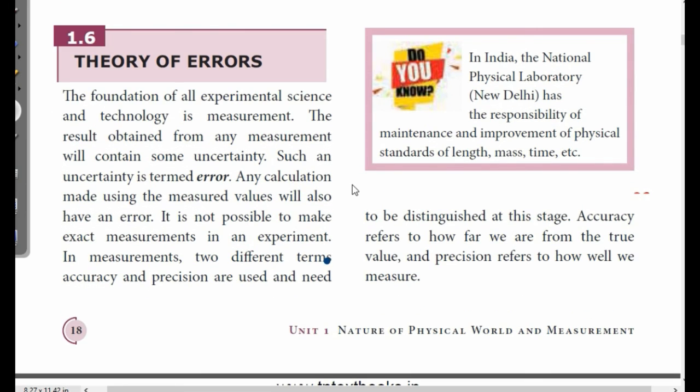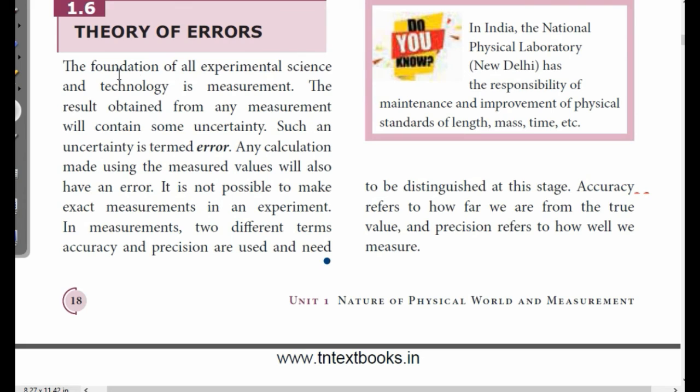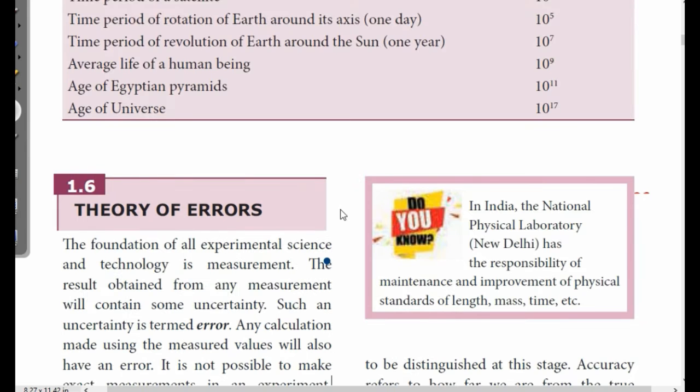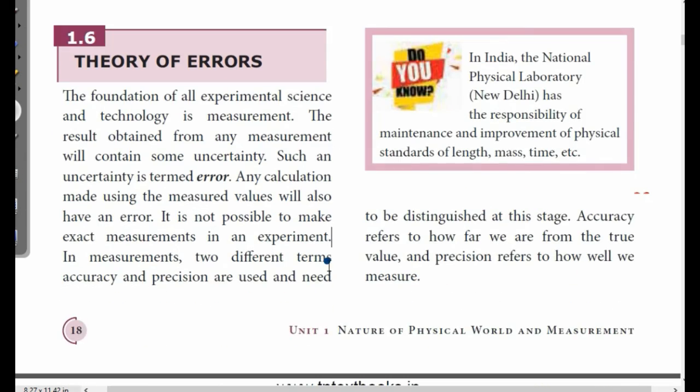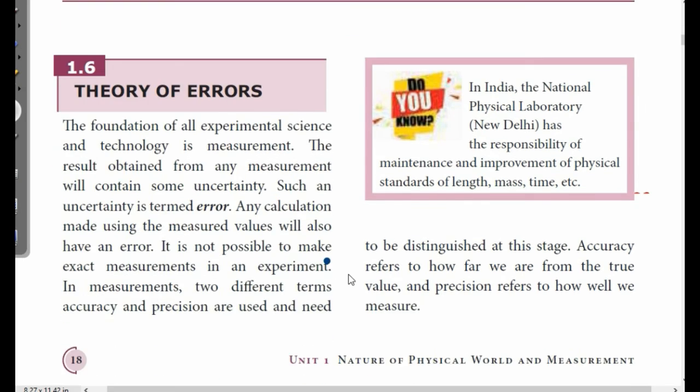Theory of errors. The foundation of all science and technology is measurement. The results obtained from any measuring instrument will contain some uncertainty. Such uncertainty is termed as error. Any calculation made using the measured value will also have an error. It is not possible to make an exact measurement with an instrument. In measurement, two different terms, accuracy and precision, are used, and need to be distinguished at this stage.